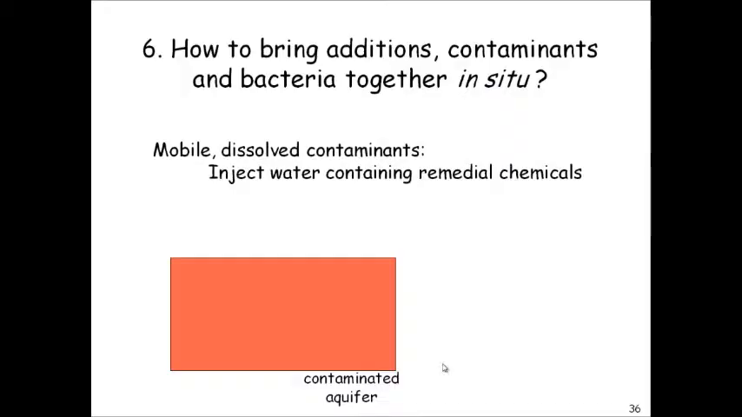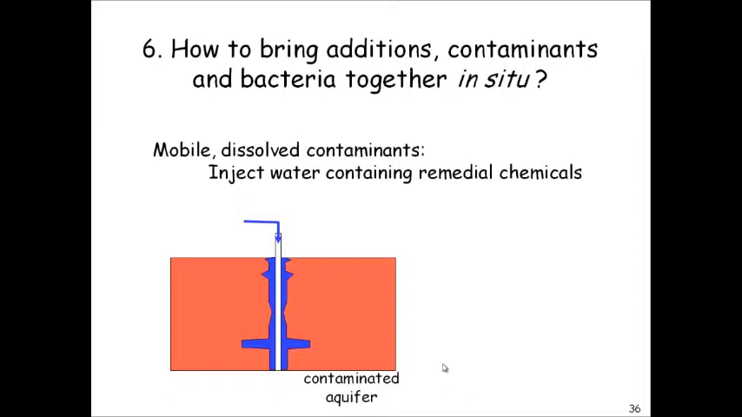So we have a contaminated aquifer. Let's assume we have dissolved contaminants that are mobile. So we might inject water containing some remedial chemicals. There's a well, there's the injection, and we inject. Hydrogeologists know how to inject water in wells. We do that all the time.